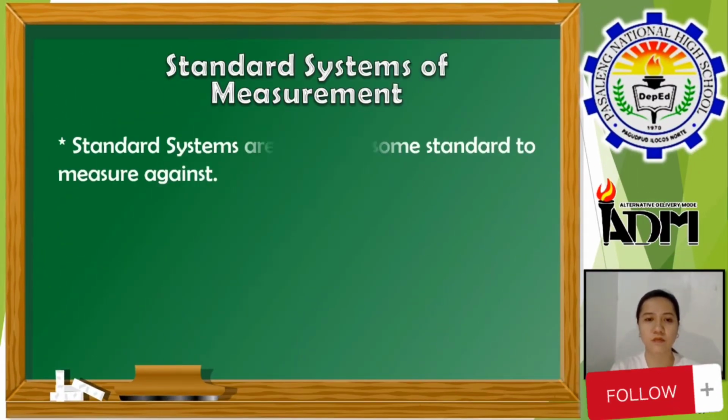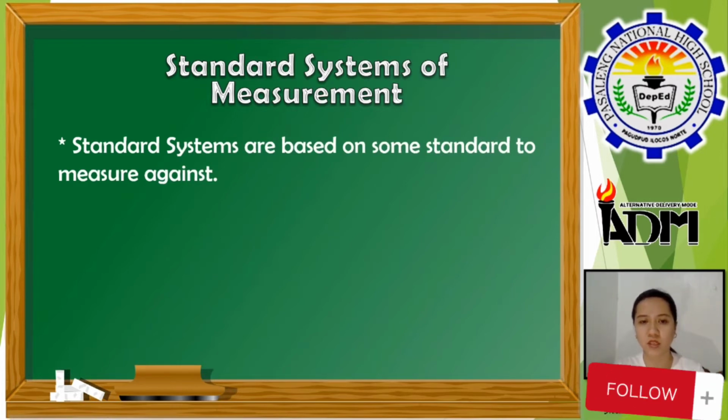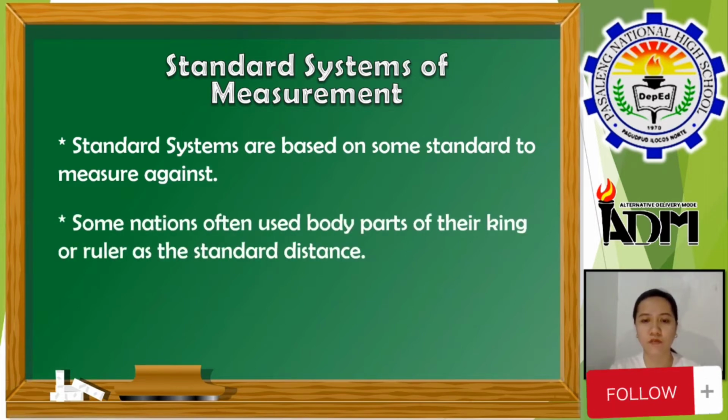Standard systems of measurement. Standard systems are based on some standard to measure against. So, kailangan mo ng isang bagay at isang panukat. Next, some nations often use body parts of their king or ruler as the standard distance.